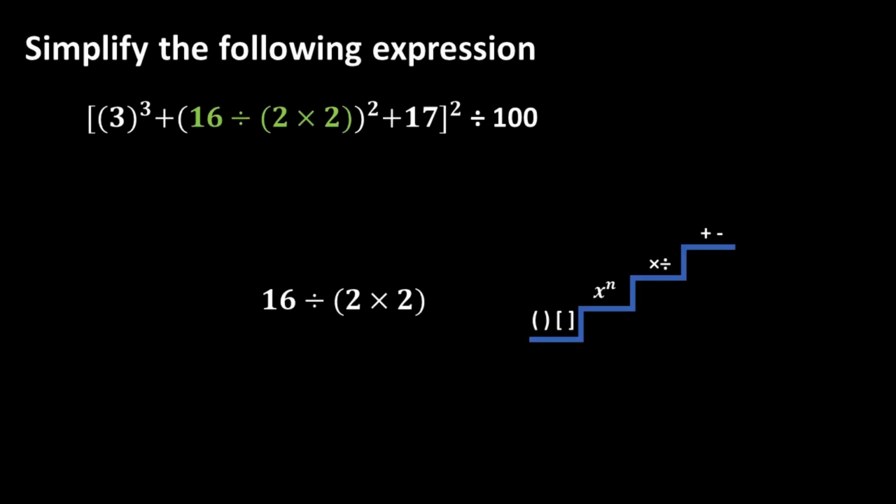Next, we'll isolate 16 divided by 2 times 2. 2 times 2 is inside parentheses. That means we have to simplify that first. 2 times 2 is 4. Now the expression becomes 16 divided by 4, and that's 4. Plug that into the main expression.